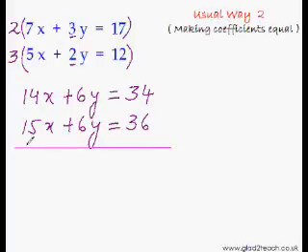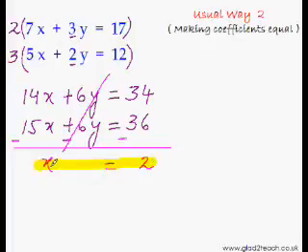Subtraction in algebra means changing the sign and then adding the terms. So this positive 15x will become negative. This is positive, so it will become negative. This is positive, so it will also become negative. Now 14x minus 15x would be minus x. Plus 6y and minus 6y cancel each other out. See, they get eliminated. And 34 minus 36 is minus 2. Since minus is present on both sides, we can simply remove it, and we have the value of x. x is equal to 2.